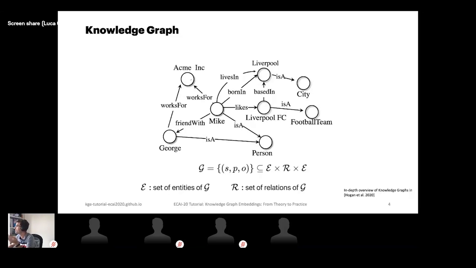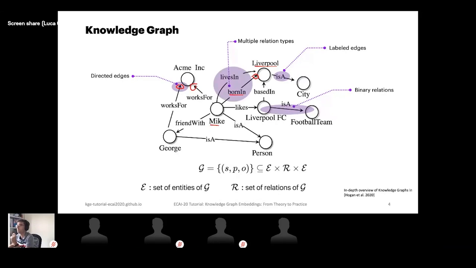It's a graph-based data representation modality where we have binary relations and labeled edges. Besides, we have directed edges. You see these arrows. They're very important because relations in knowledge graphs have a subject and an object. For example, we have Mike, born in Liverpool, and the direction of the edge is important for the semantics of the predicate. Something interesting to point out is that knowledge graphs can have multiple relation types, so multiple nodes like Mike and Liverpool can be connected with edges labeled with different semantics. This is quite peculiar.